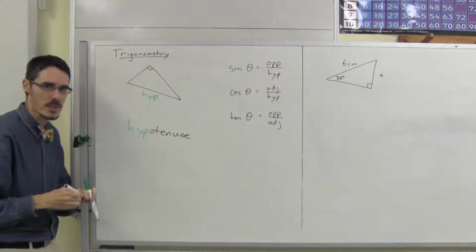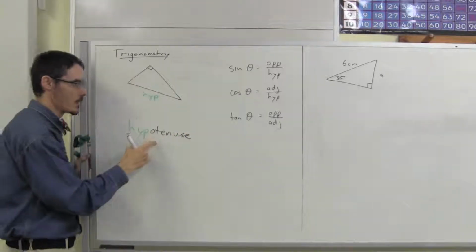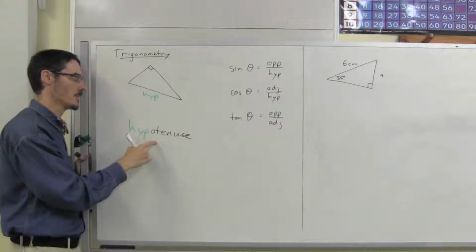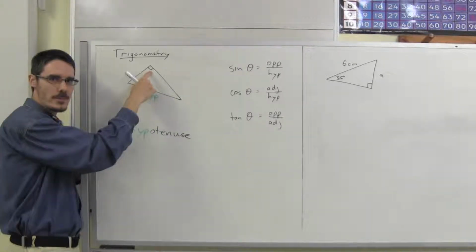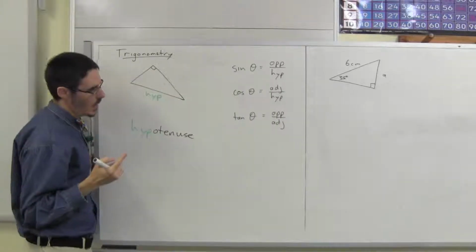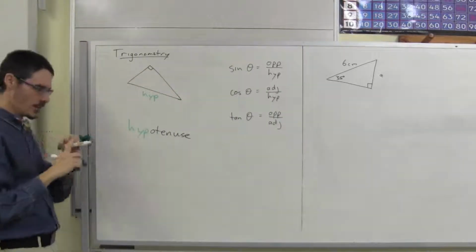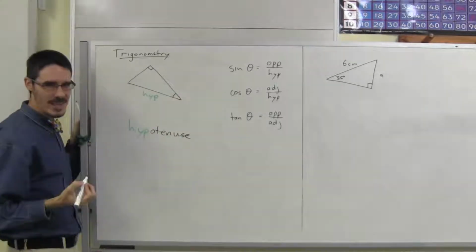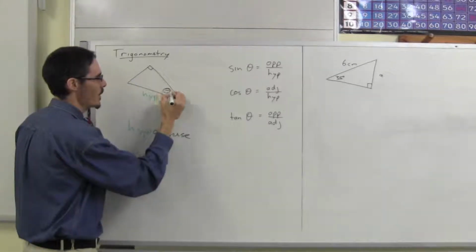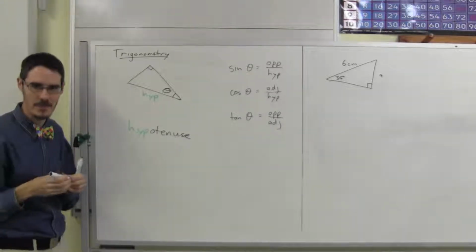Okay, the hypotenuse. That is the longest side of the triangle. It's also the one that's opposite the right angle. So far, so good. If I have one other angle there that I'm interested in, let's say this one, I'm going to give it a name. The name I'm going to give it is theta.